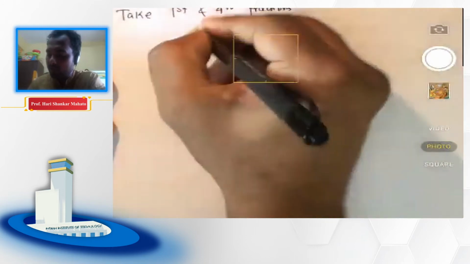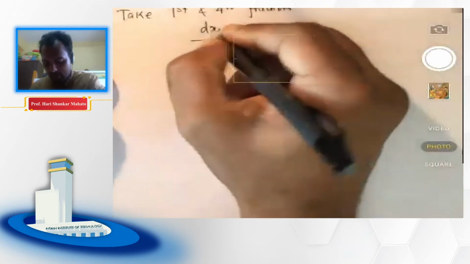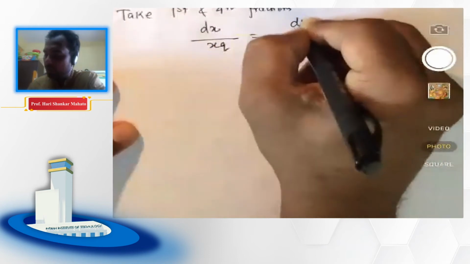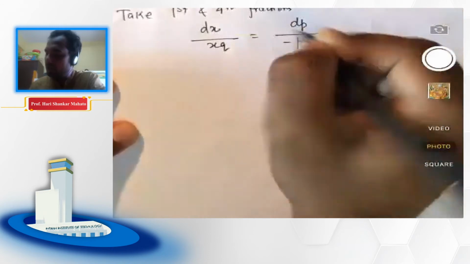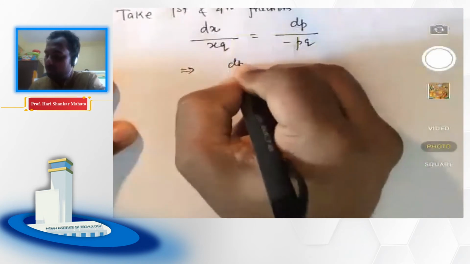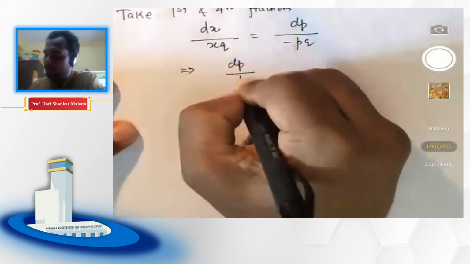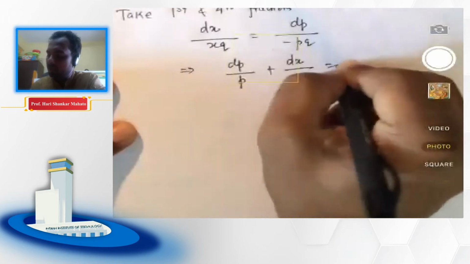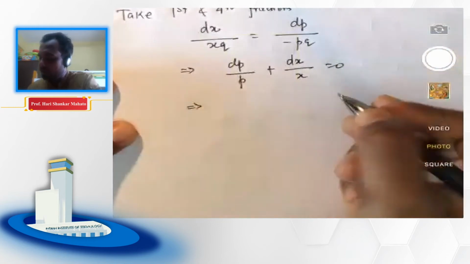So what we will have? We will have dx by xq and dp by minus of pq. So one q will get cancelled and this will become dp by p plus dx by x equals to 0.